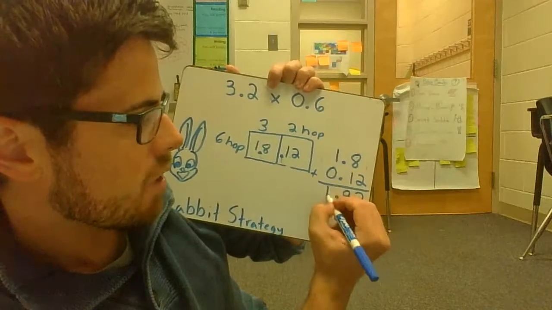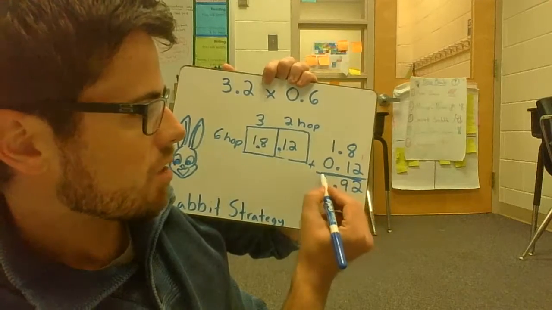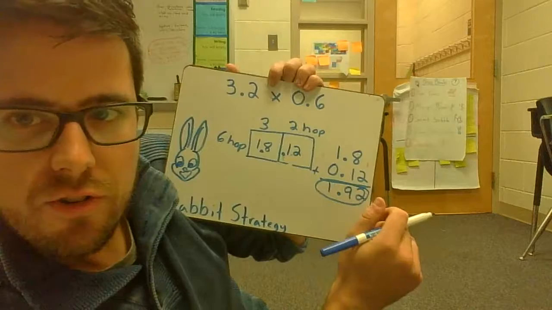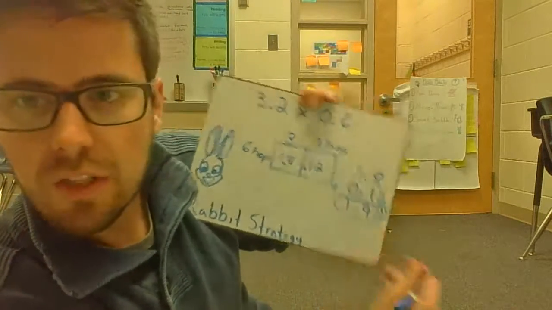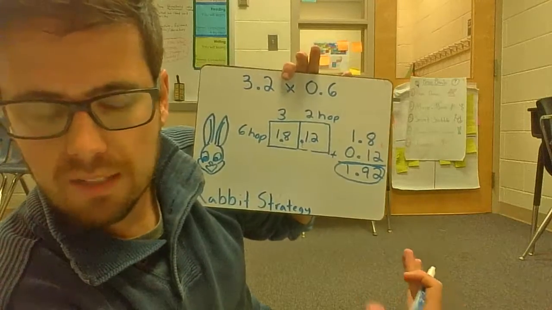And we bring down our 1. Our solution is 1 and 92/100. Let me give you a little bit more difficult one and see if you can set it up and figure out what's going on.